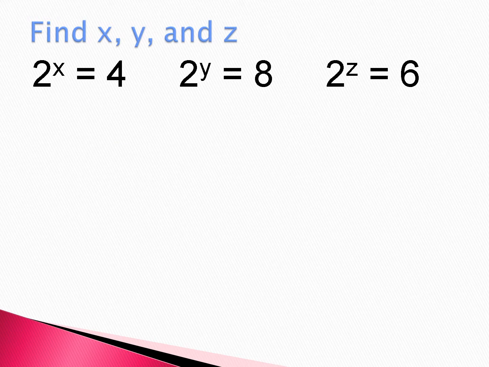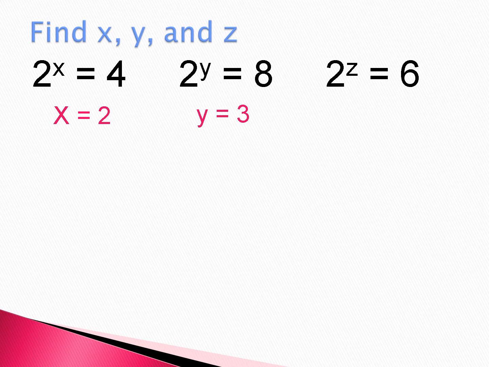So here we go. They want us to find the values of x, y, and z given the three exponential functions. So we have 2 to the x equals 4. What is x going to be? 2 to what power equals 4? If you said x equals 2, you're right. Let's look at the next one. 2 to the y power equals 8. So 2 to what power equals 8? If you said 3, perfect.